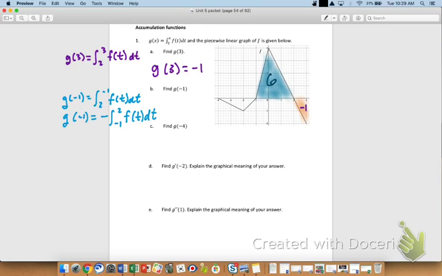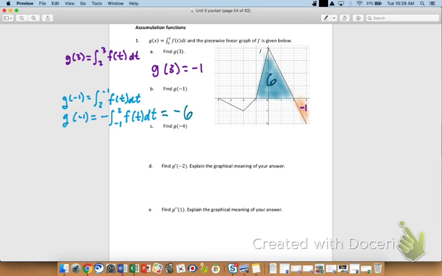But I do have to keep in mind that I have to do the opposite of that, right? Because I switched the limits, so I had to switch the sign. So I'd say ultimately g of negative 1 equals negative 6. How you doing with these accumulation functions so far?